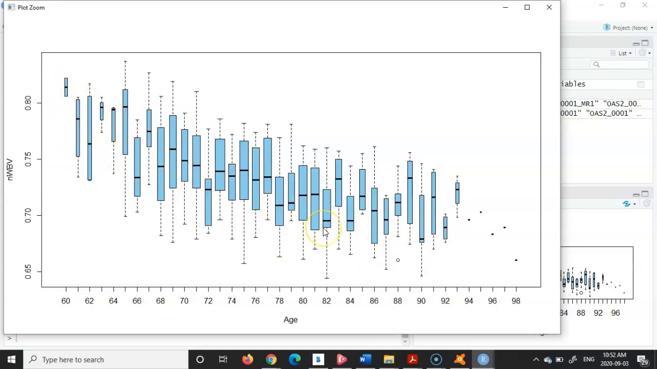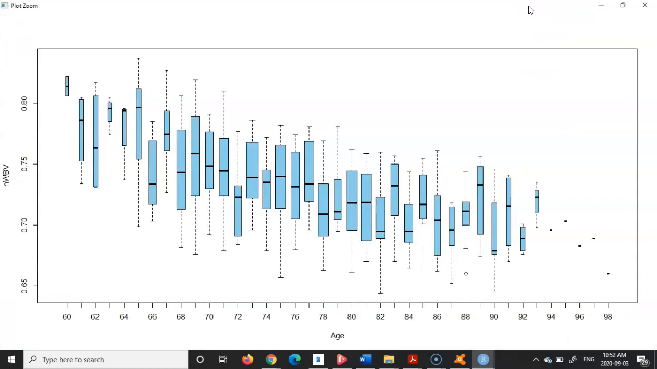As you see, as people grow older, when they get to the age of 98, you see explicitly that the average brain volume is reduced significantly. At the age of 98, the whole brain volume is going to be significantly lower than when they are, let's say, at the age of 60. And that's very interesting, and that's what we see.